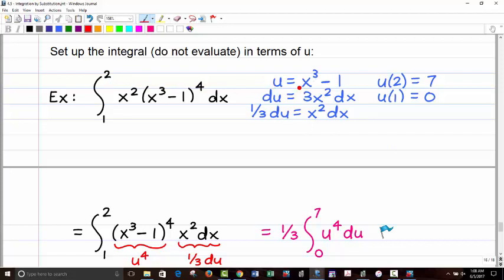All right, let's look at this. So we got u equals x cubed minus 1, which makes du equals 3x squared dx. Divide both sides by 3, so your 1/3 du then represents your x squared dx right there. Change the limits of integration, and we never have to go back to x again.